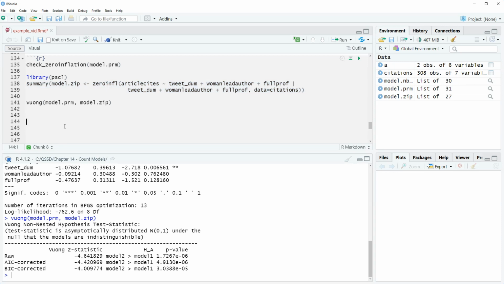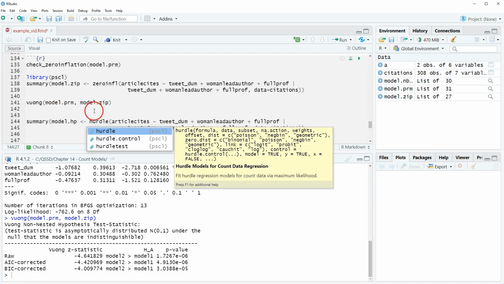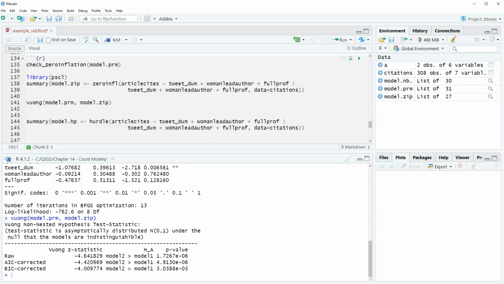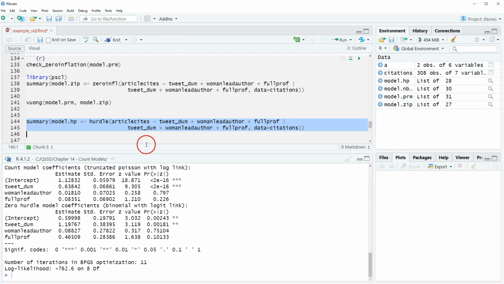I'm just going to steal the code from the zip. All right, we're going to do model. I'm going to change this to HP. And then we're going to change the function here. Instead of zeroinfl, we're going to do hurdle. Okay, the rest of it is the exact same. Okay, let's highlight that and run that.